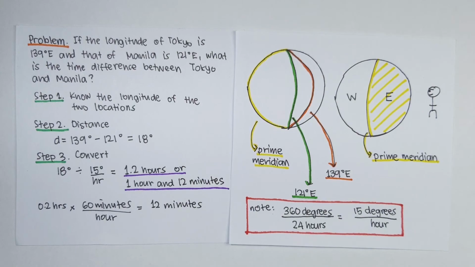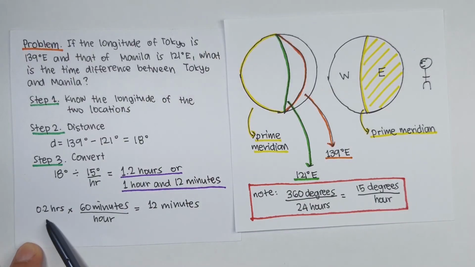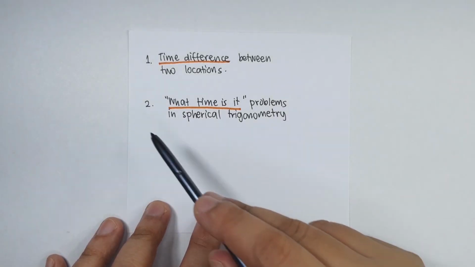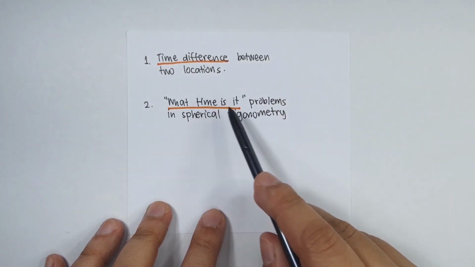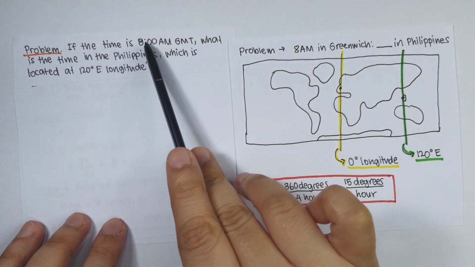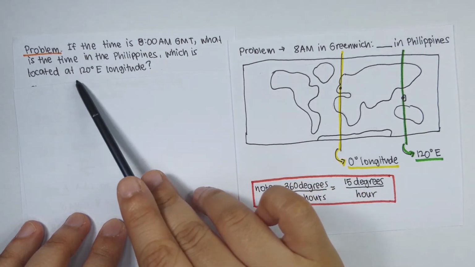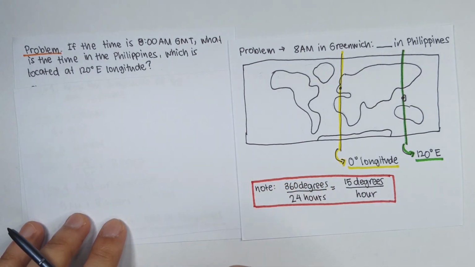How did I get 12 minutes? Pwede sa calculator or 0.2 hours times 60 minutes per hour, that is equal to 12 minutes. Hence, 1 hour and 12 minutes. Okay? So next, problem number 2, we will learn how to solve what time is it problems in spherical trigonometry. So the problem is, if the time is 8 a.m. GMT, what is the time in the Philippines which is located at 120 degrees east longitude?